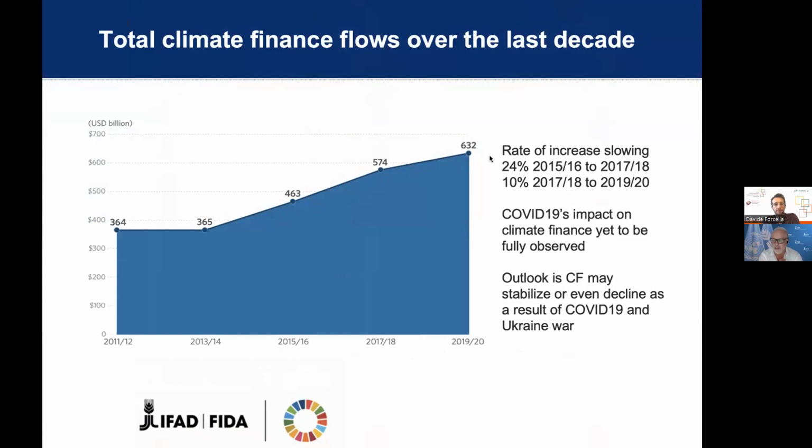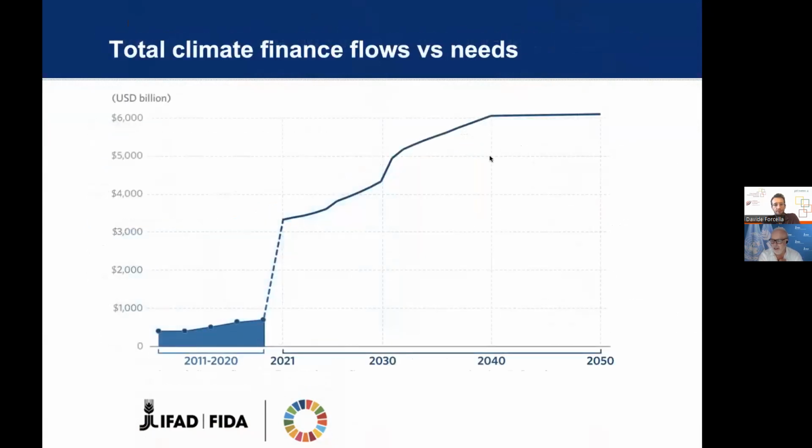Next slide, please. Yeah, and that's the gap. That's why we need it to go up. That's what that top line is, what we should be financing. The bottom line is what we are financing, and that's from all sources. I'll disaggregate that.